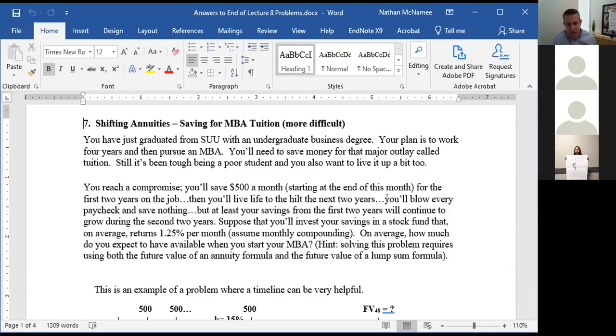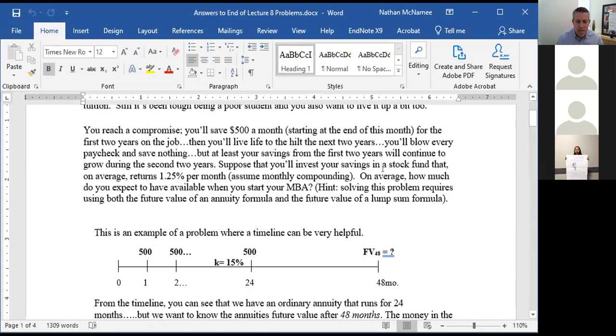So this requires us to do two different things. The timeline will be very, very helpful as you work on your exam. What we have here are two problems. The first problem is the future value of an annuity problem. And then the next problem is the future value of a lump sum. So we've got 2 years where we're going to put in $500 a month, every month. For how many months? Oh, 24.